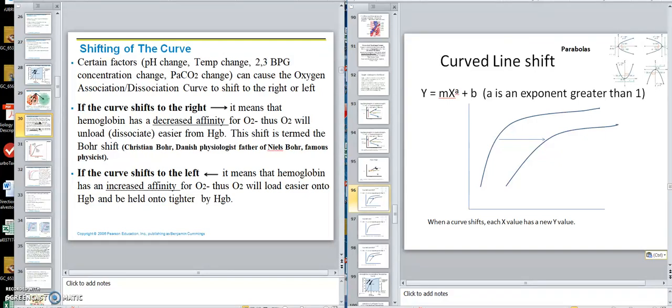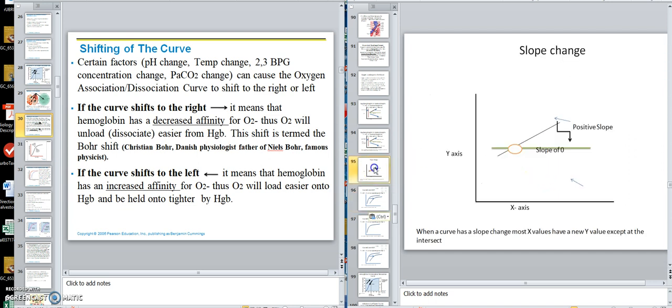Okay, class. We've talked about the oxygen dissociation curve. Now we want to discuss shifting the curve. Certain factors like pH, temperature change, something called 2,3 BPG, can shift the curve. All right. So let's first of all get an understanding of a curve shift in the math aspect.